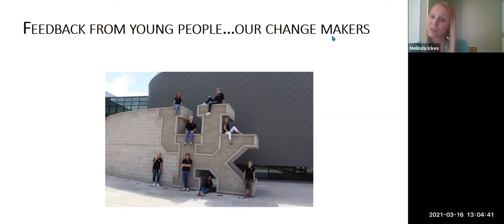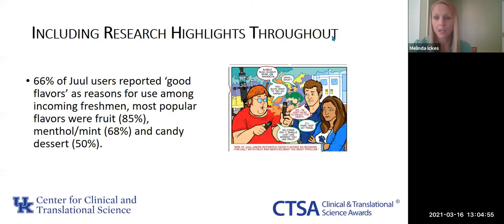And so we changed the speech bubbles to make sure that it was reflective of language that youth and young people would actually use, not just academics and researchers. And I think that was really a helpful part of the process. So I mentioned that we included research highlights throughout, and this is just an example.